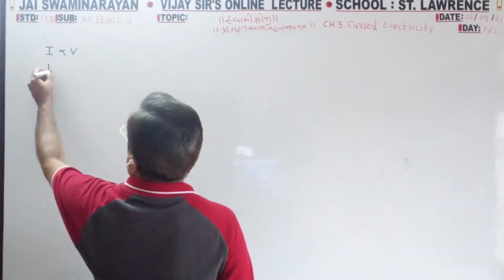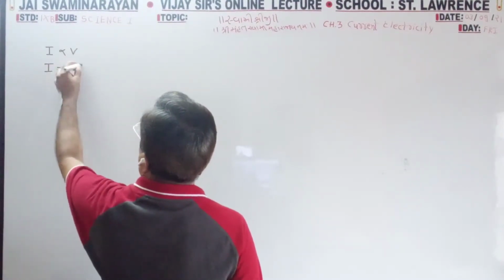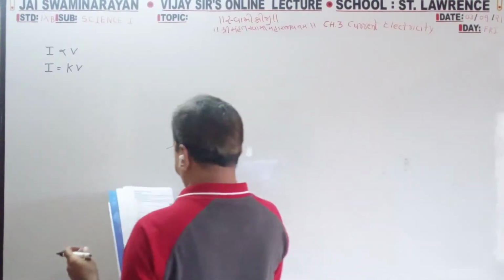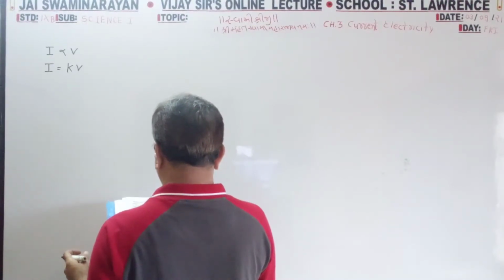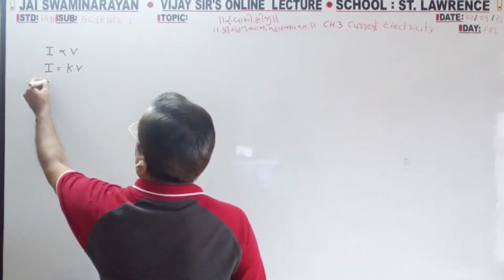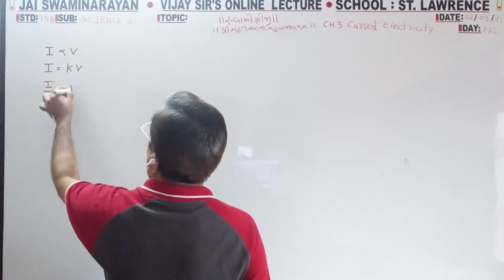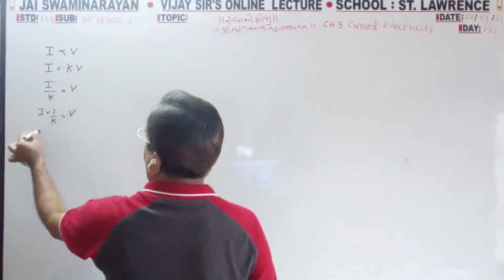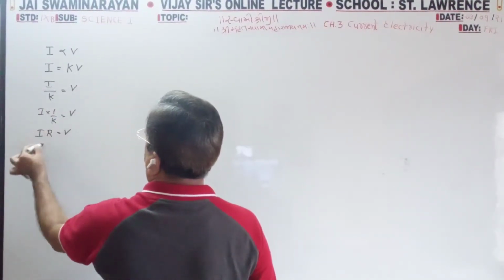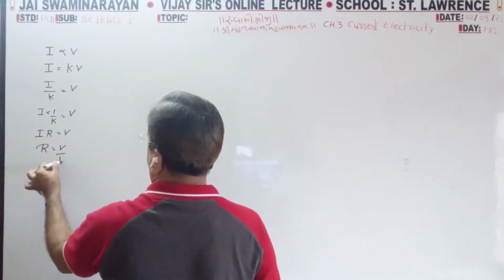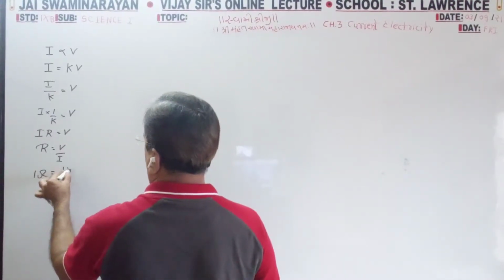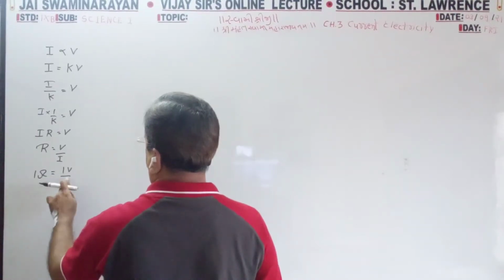So I is equal to KV. K is a constant. So I by K is equal to V. So I into 1 by K is equal to V. R is equal to V by I. R is said to be 1 ohm when it is 1 volt divided by 1 ampere.